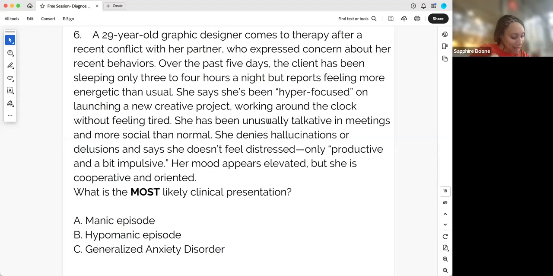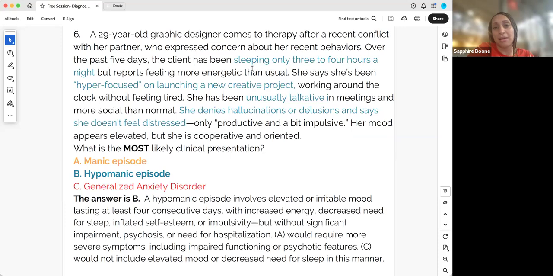Okay. So it seems like everyone eliminated C. We don't think that is generalized anxiety disorder because we see things in here like hallucination. Typically, we're not talking about whether we're having hallucinations or not with anxiety. And really the denial of hallucination or delusion, and also saying that the client doesn't feel distressed, only productive and a bit impulsive, it's going to lead to hypomanic.